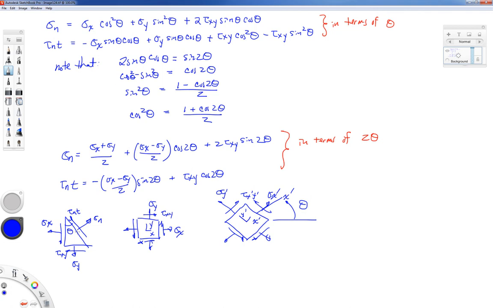There's an easy way to figure out what this stress is, however. If we take a look, this stress component, sigma x prime, is simply sigma n, where we plug in the angle theta. Tau x prime y prime is the same as tau nt, where we plug in the angle theta. But because the y prime axis is 90 degrees apart from the x prime axis, the shortcut way to figure out what sigma y prime is, is to use the sigma n equation, but plug in theta plus 90 degrees. Okay, so let's do that on the next page.